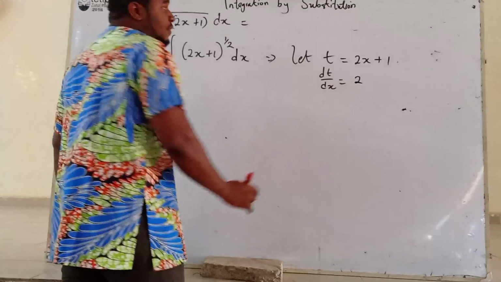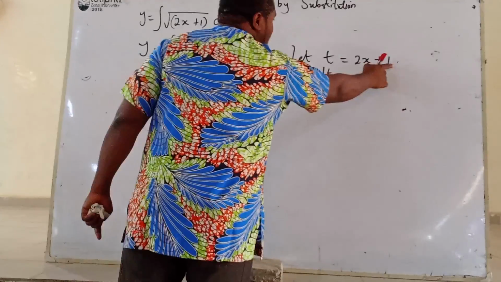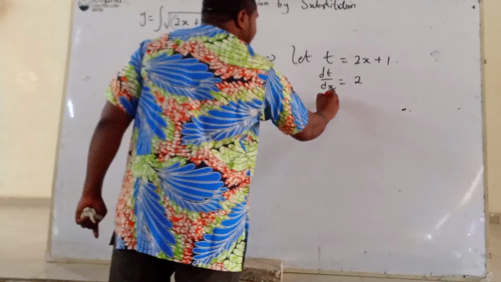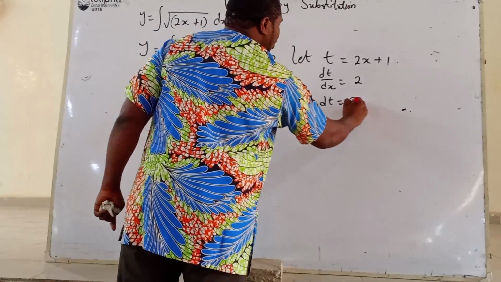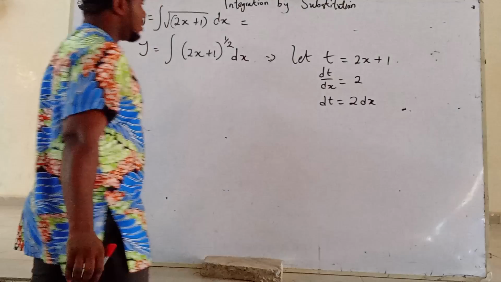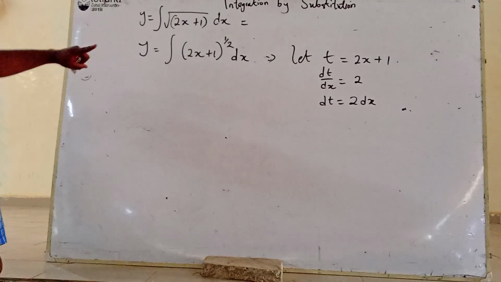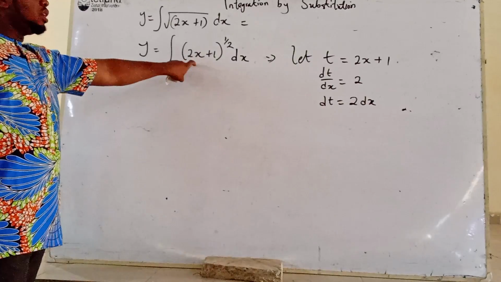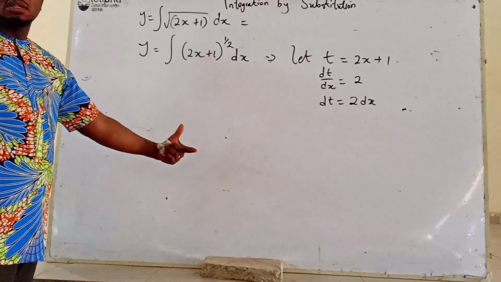If I differentiate 2x, I'm going to get 2. If I differentiate 1, I'm going to get 0. So what is the dt? The dt is going to be 2 dx. Are we together? Fantastic. So I can substitute everything here back into this particular function and integrate with respect to t.